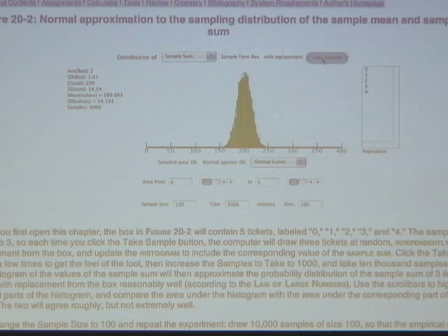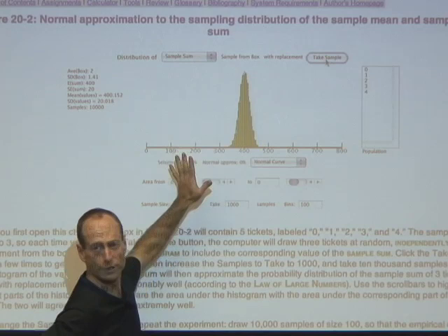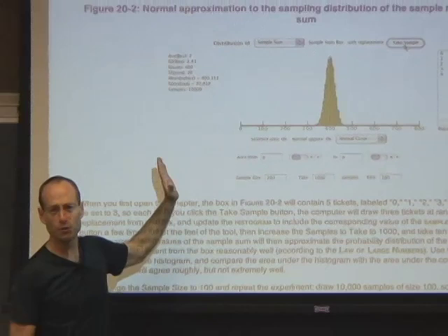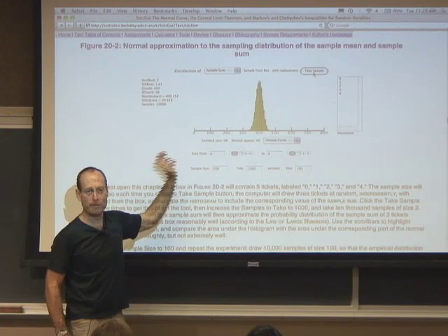Okay, now it's really fitting quite well. Yep. And if we make the sample size be 200, it's really quite good. Okay? So what happens in general is if you are looking at the sample sum or the sample mean of draws with replacement from a box of numbered tickets, the normal curve is an increasingly good approximation to the probability distribution of that sample sum or sample mean as the sample size grows.